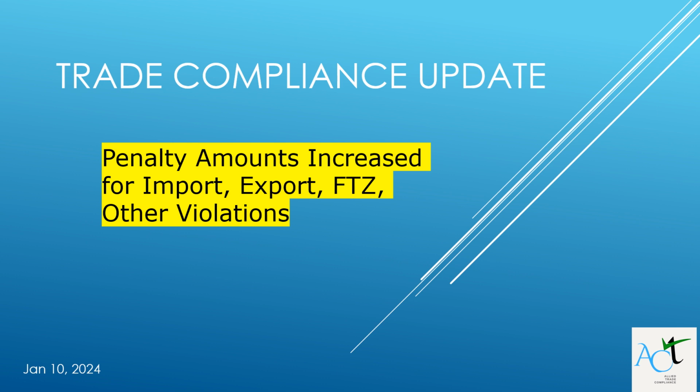In light of these violations, for the International Emergency Economic Powers Act, the maximum increased from $356,579 to $368,136. That is a $11,557 difference.